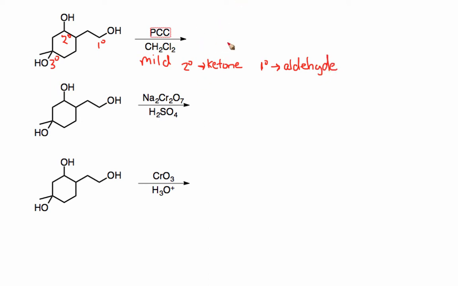Okay, so if we do this oxidation, we're going to get the product. We'll have our six-membered ring. We'll have our tertiary alcohol unaffected. Our secondary alcohol up here is converted to a ketone. And our primary alcohol is converted to an aldehyde.